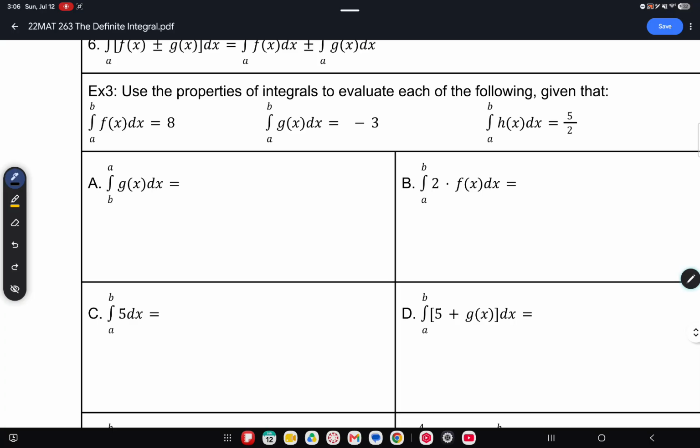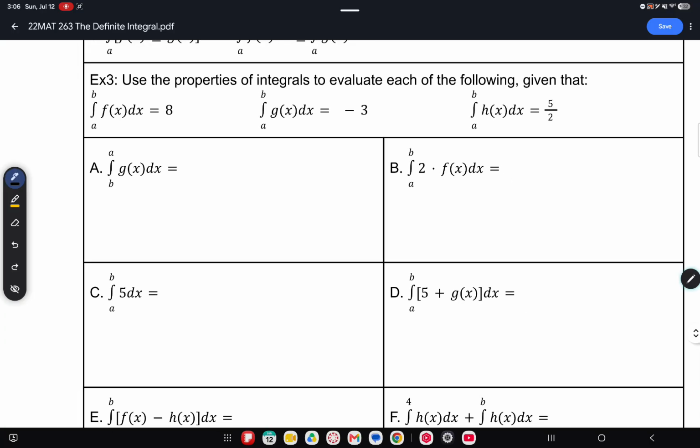So, all right, let's see if we can apply some of these properties. For a to b of f of x, we have 8. A to b for g is negative 3, and a to b for h is 5/2. So from b to a is just the negative of a to b. So if a to b is negative 3, then the negative of that is just positive 3.